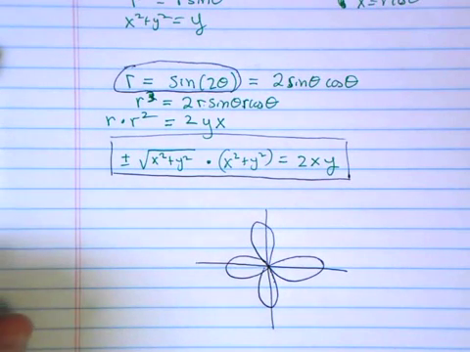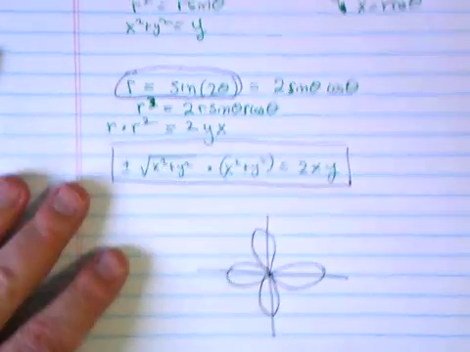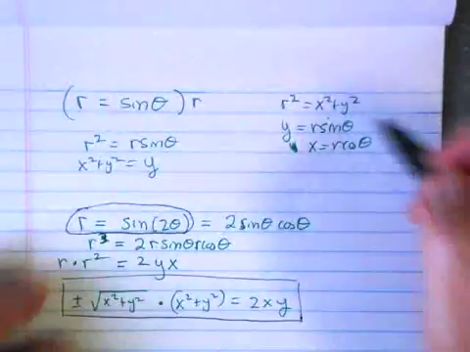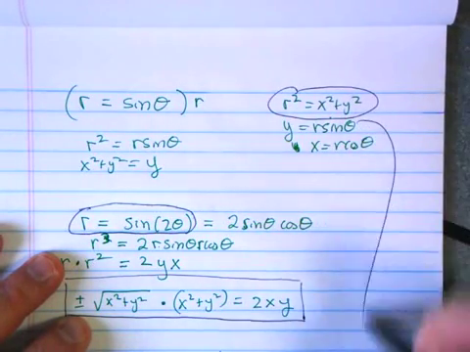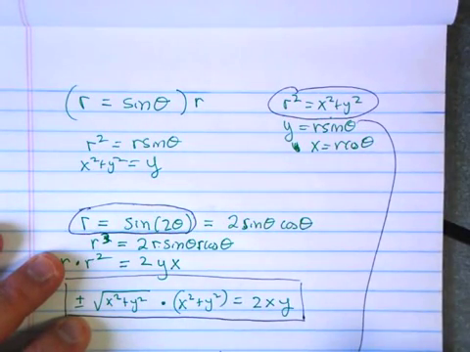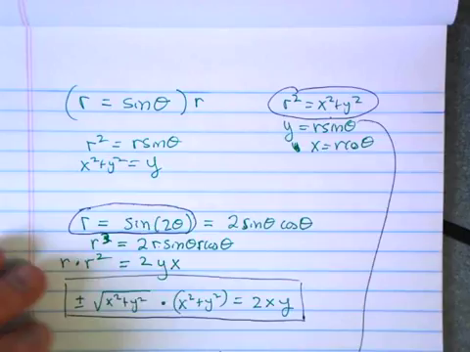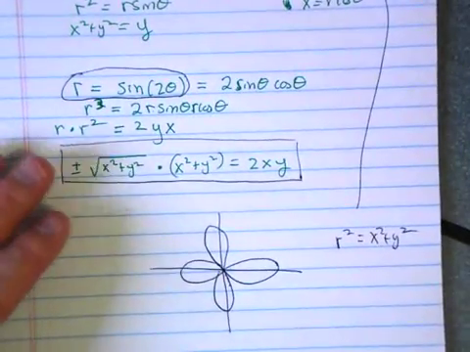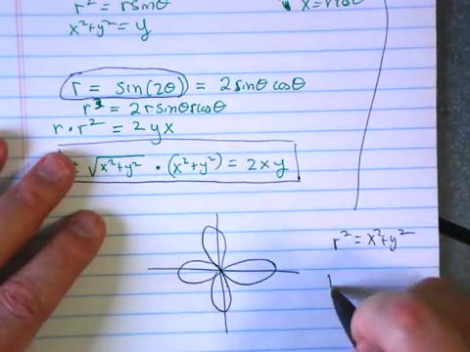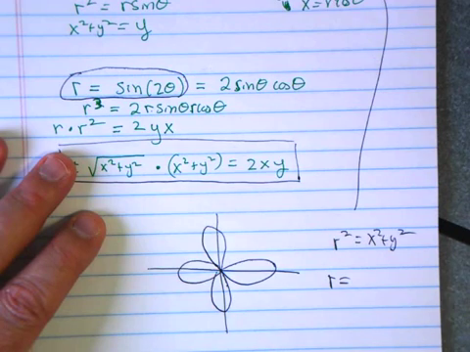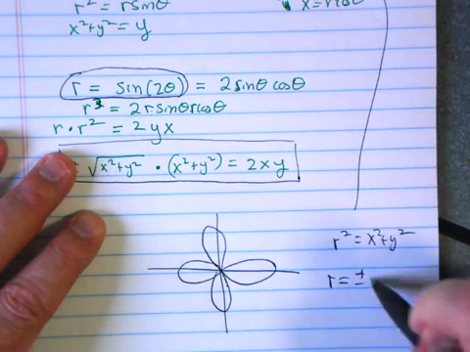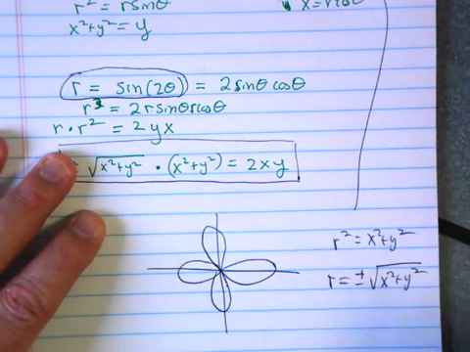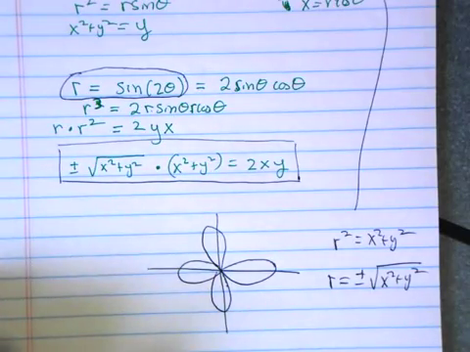Could you explain one more time how you made the square root of x squared plus y squared on the left side? Back up here, we have r squared equals x squared plus y squared. So if I want to get the r all by itself, what would I have to do? I have to do square roots, and when I do square roots, I need to remember there are two of them. There's a positive square root and a negative square root.